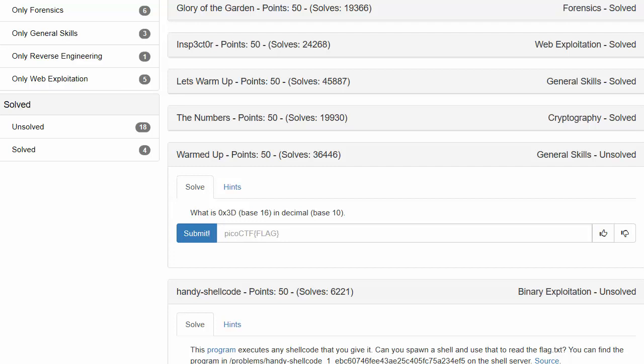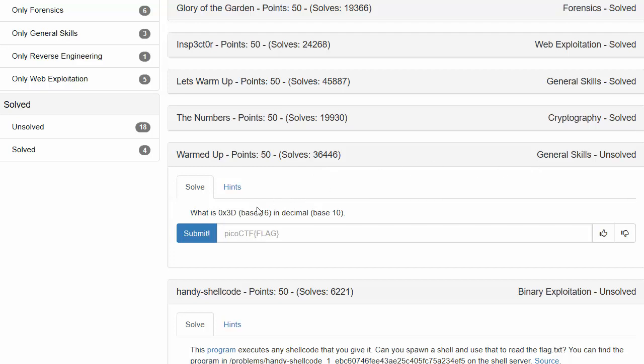Hi, today we're going to solve another challenge problem from picoCTF 2019. It's called Warmed Up for 50 points. It's solved by over 36,000 other people, so it can't be too difficult. And it's in the category General Skills.